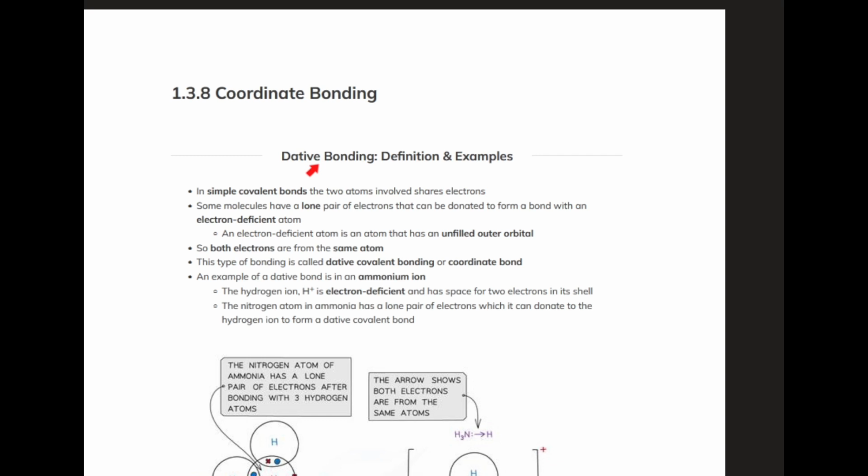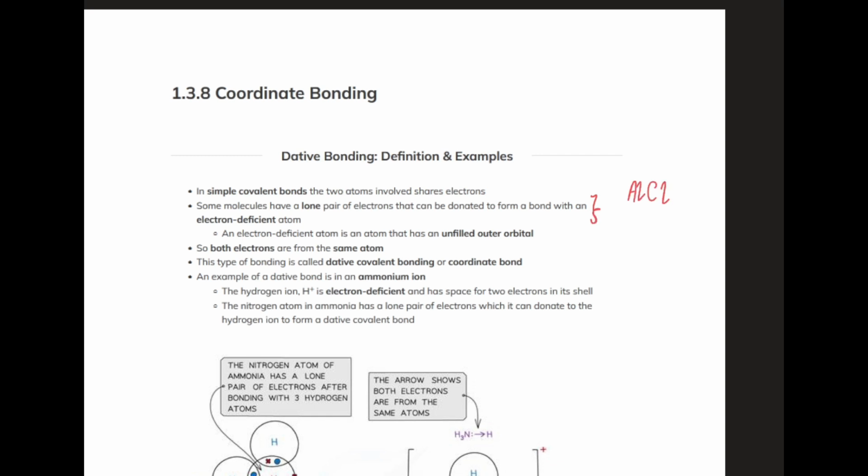They are not fair. Okay, so some molecules have a lone pair of electrons that can be donated to form a bond with an electron deficient atom. So remember, electron deficient means they do not have 8 electrons yet. Okay, so for example, let's say aluminium chloride.